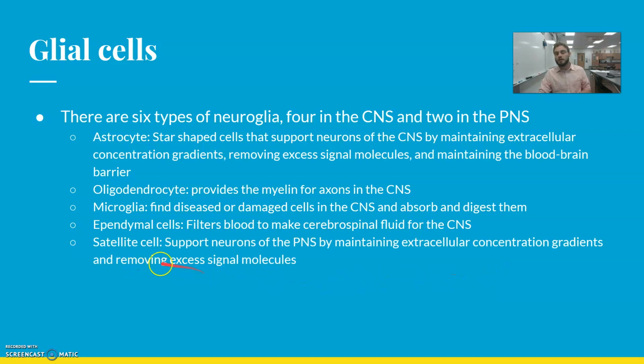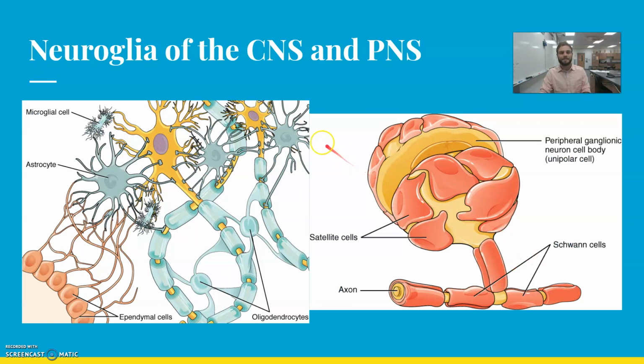Your satellite cells are found in the peripheral nervous system. They're going to serve basically the same function as the astrocytes, except since they're part of your peripheral nervous system, they do not contribute to the blood-brain barrier. And then Schwann cells are going to serve the same function as your oligodendrocytes, where they insulate axons in the peripheral nervous system with myelin.